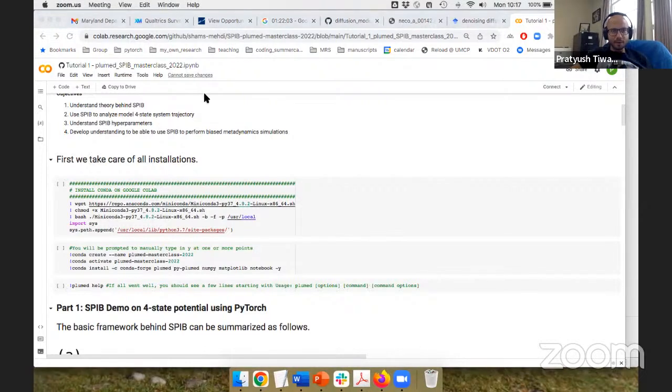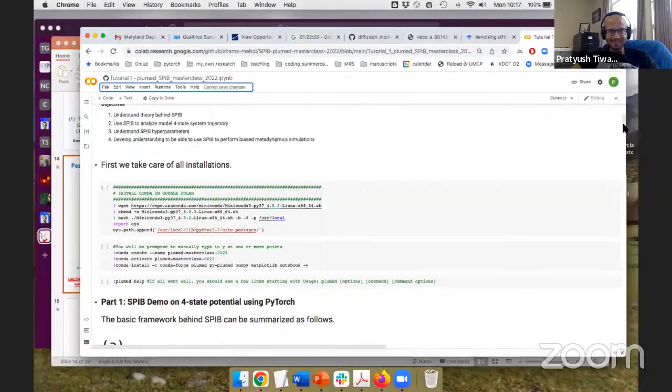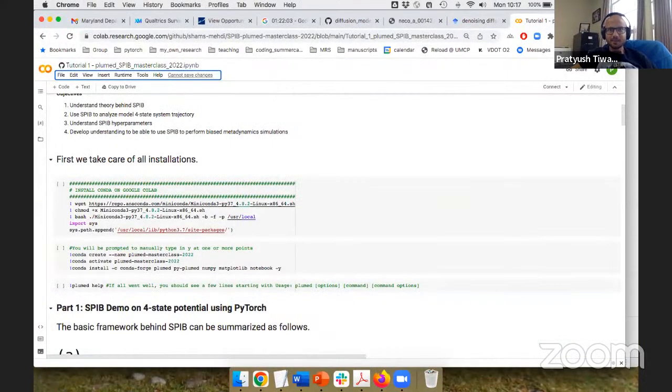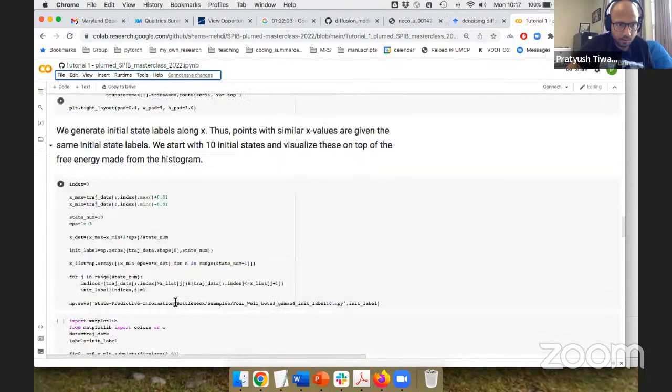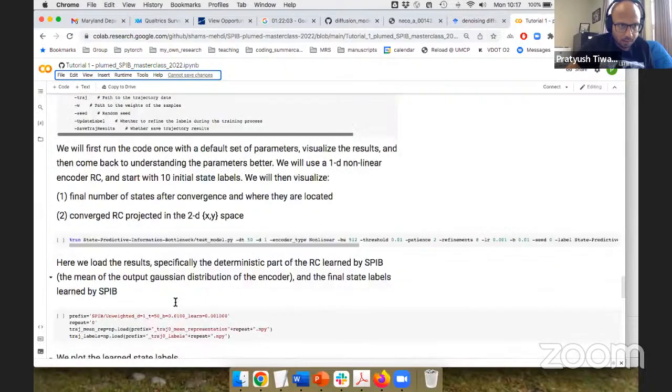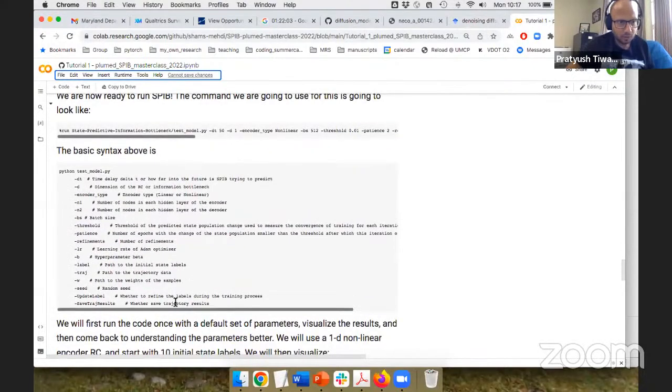Let me flip my way of asking questions. If you were able to run it, can you type yes in the chat? Great. That's good to know. So it looks like everyone was able to run. And so here, let's look at the syntax above, which is going to be useful for all possible problems. So any questions about the parameters that we have over here? Did anyone have any questions about these?